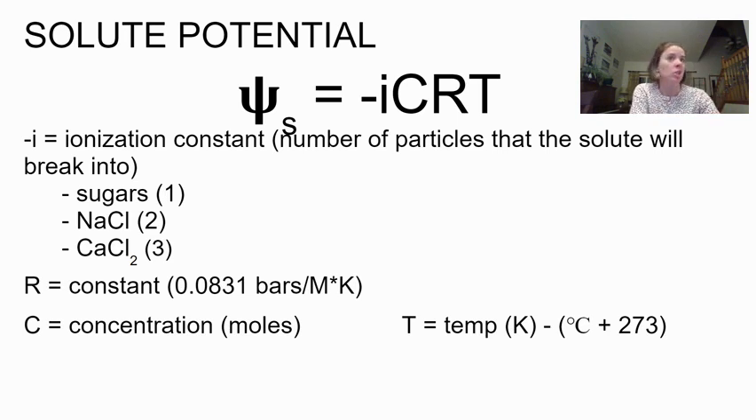R is just a constant. That value, that number, 0.0831, is that number always and forever. Unless they give it to you differently, that's the number that you need. You don't need to memorize that. I will always give it to you. The unit for that is bars per mole per Kelvin, or bars per mole Kelvin.